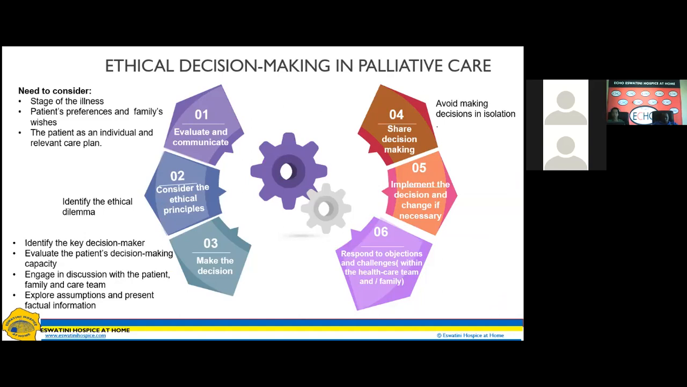Okay, let's go ahead and see how we can practice this ethical decision making in palliative care. The first one is to evaluate and communicate.